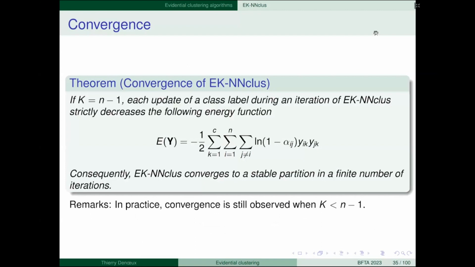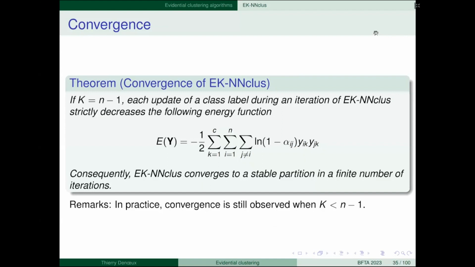Okay, so does this algorithm converge? Does it stop? Actually, we can show that if the number of neighbors k is n-1, so we take all the points, then each update of a class label during an iteration of this algorithm strictly decreases some energy function defined like this. And because there is only a finite number of partitions, finally the algorithm converges to a stable partition in a finite number of iterations.